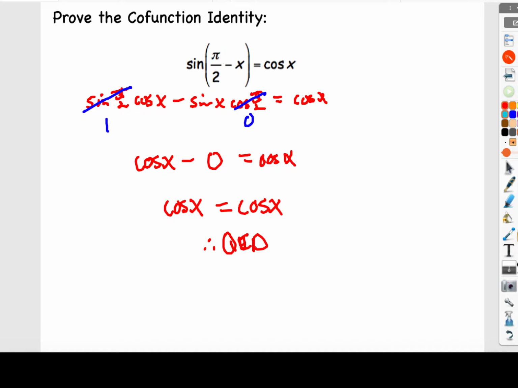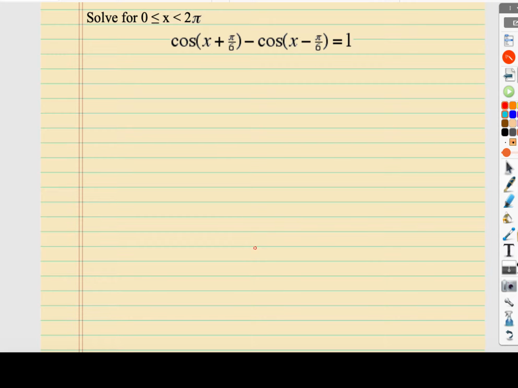Now, that's not the only place that we can use sum and difference formulas. A really helpful spot is when we're solving equations. You'll notice this is a very messy looking equation up top here, and it's only going to get messier, because I notice that I've got the sine of a sum, the cosine of a sum, and the cosine of a difference.